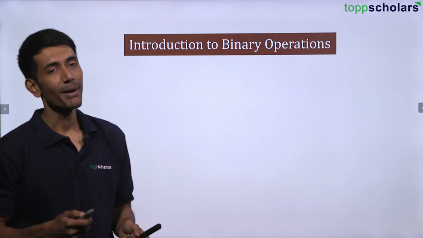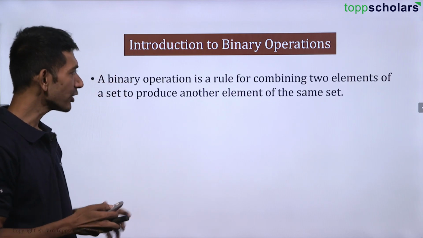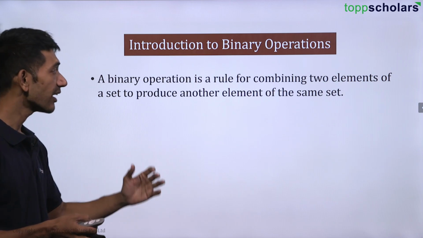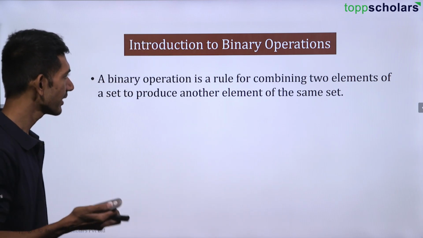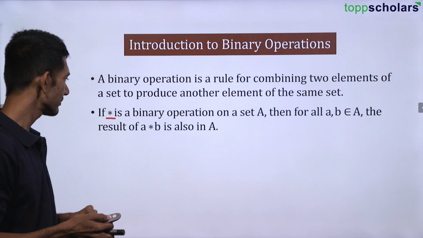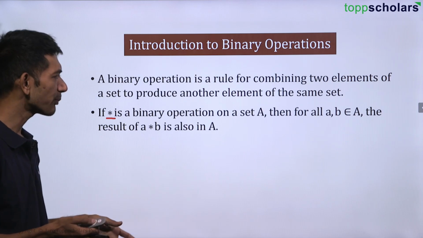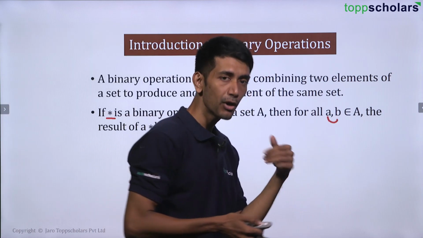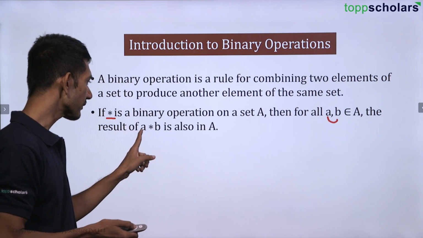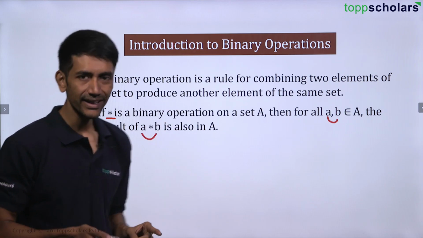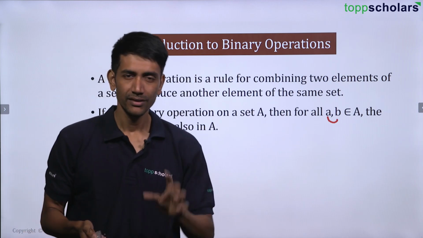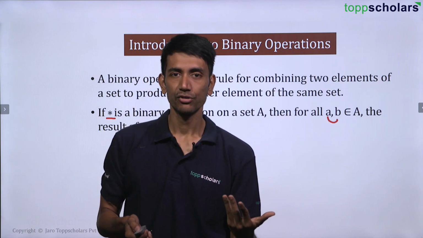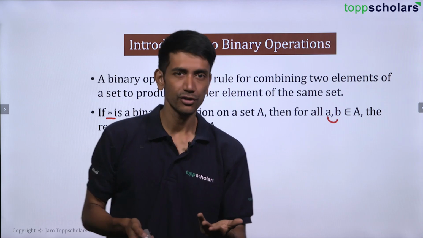So let us talk about binary operations now. A binary operation is a rule for combining two elements of a set to produce another element of the same set. Let us see how. If star is a binary operation on a set A, then for all a, b belonging to A, the result of a star b is also in A. Now this star is a binary operation. If I talk about generic operations, it can be addition, subtraction, multiplication, division.